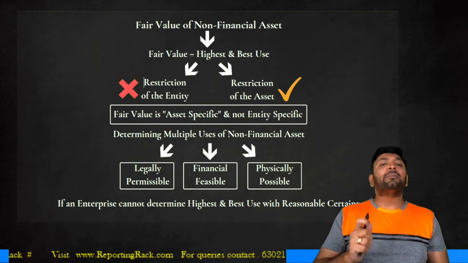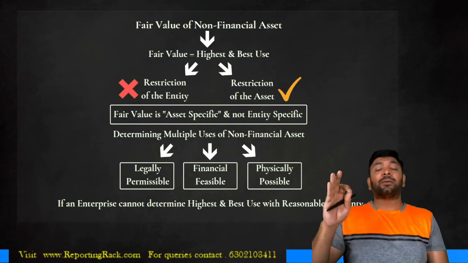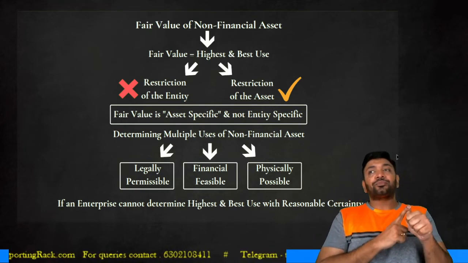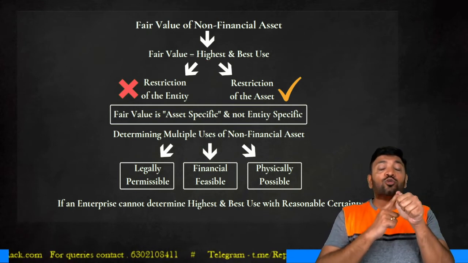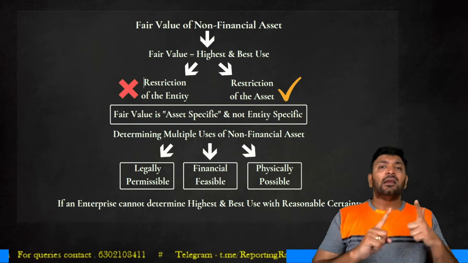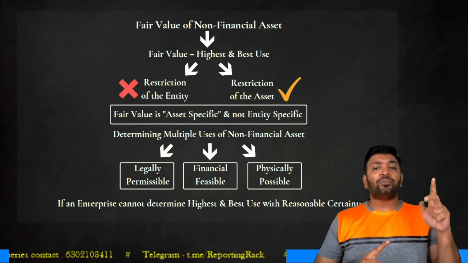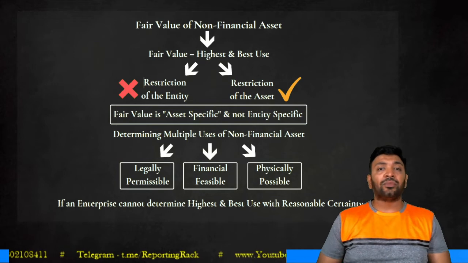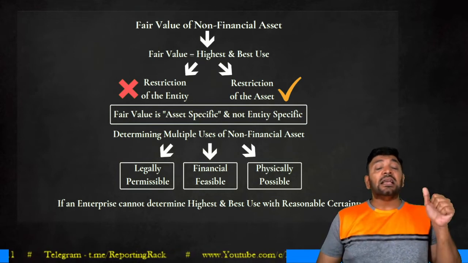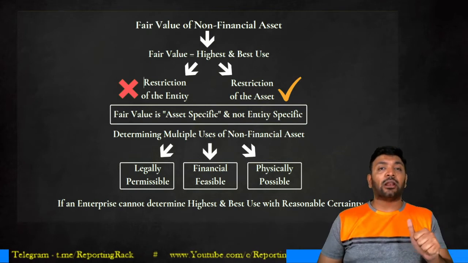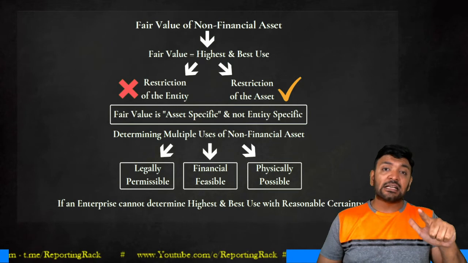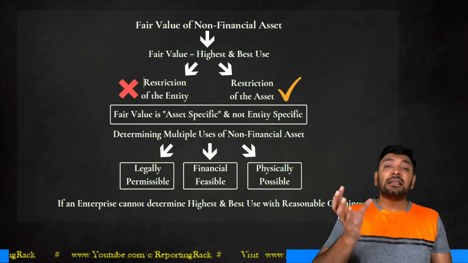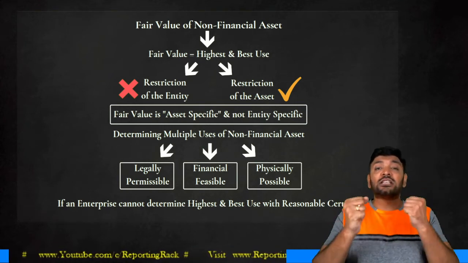In determining highest and best use of multiple purposes for which an asset can be used, I'll have to assess three conditions. First, is it physically possible for the asset to be used in that particular manner? Number two, is it legally permissible to be used in that manner? Third, is it financially feasible for me to use the asset in that manner? Three things I'm talking about. Considering these three, I will determine multiple uses of the asset.